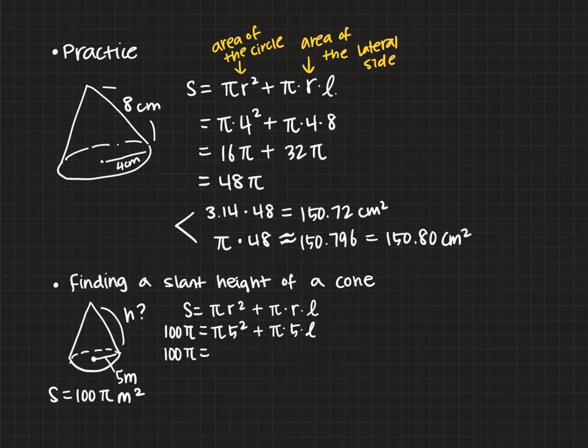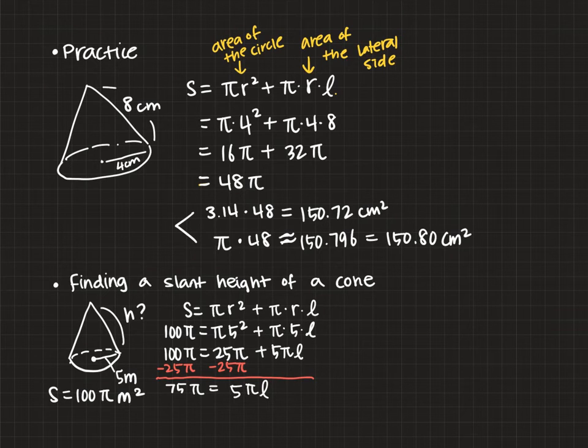Once I work with the circle part, it's going to be 25 pi plus 5 times pi times L. Now, I cannot add 25 pi and 5 pi because 5 pi needs to be multiplied by L. So I'm going to subtract 25 pi from each side so that I can work with 5 pi L on one side and a number on the other side. When I do that, the left side changes into 75 pi equals 5 pi times L.